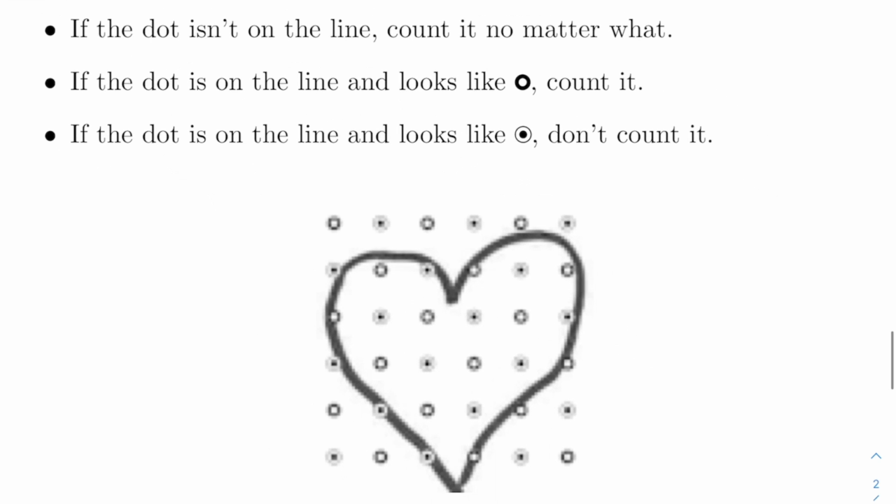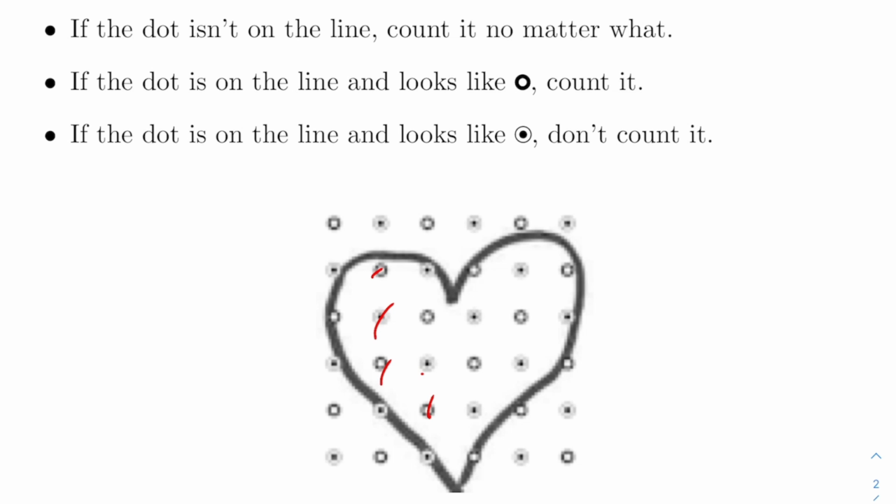You make two different types of dots, and rather than counting halves, which is a pain to keep track of while you're counting, the difference between these two types only matters when it's on the line. If the dot isn't on the line, you just count it no matter what. So all the ones that are definitely inside, you definitely count. If it's on the line and it looks like this, you count it. If it's on the line and it looks like that, you don't count it. So if you do it this way, you end up counting about half of the ones on the line, which is what you want to do if each dot on the line represents a half.